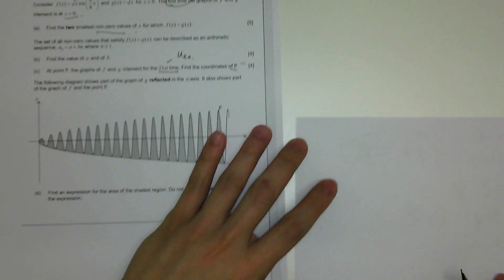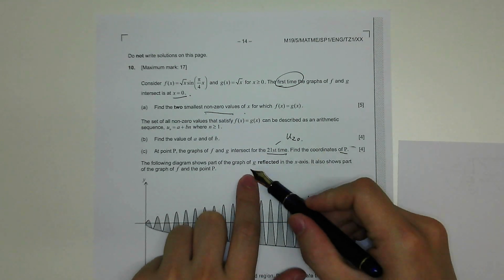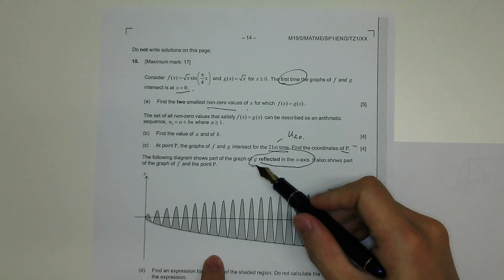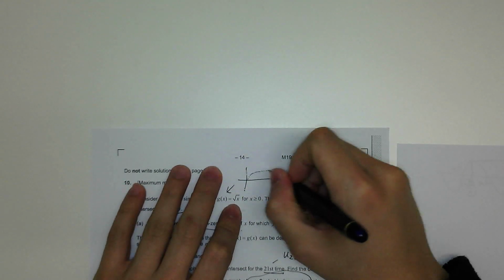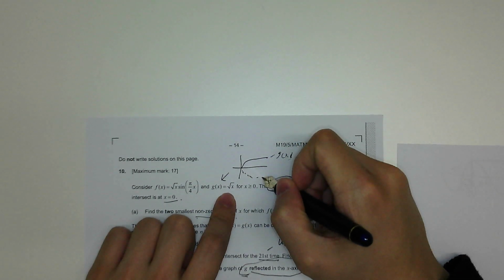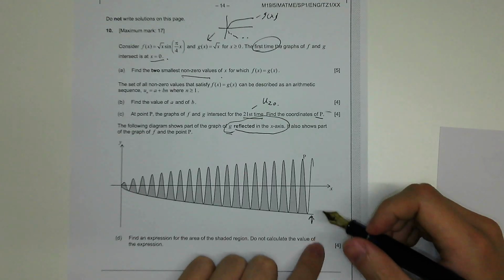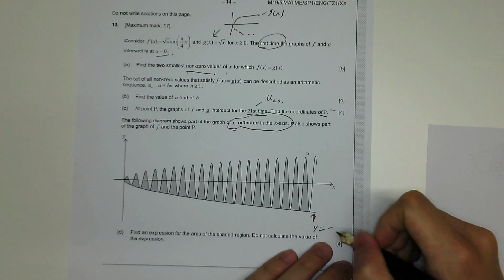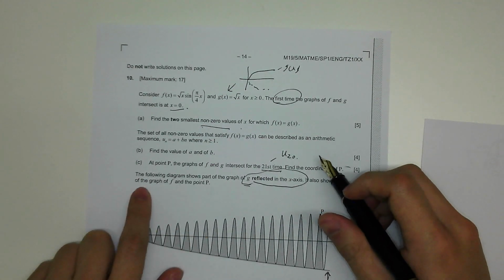And lastly, part D. The following diagram shows part of the graph of g reflected in the x-axis. So which curve is g after reflection in the x-axis? So g of x is root x, and root x looks like this. So when it's reflected in the x-axis, it becomes this one, right? So this curve is the graph of g reflected in the x-axis, and the function becomes negative root x.